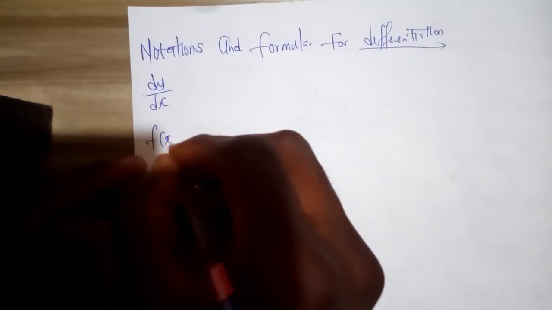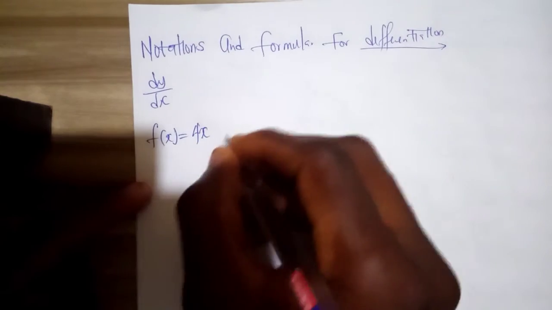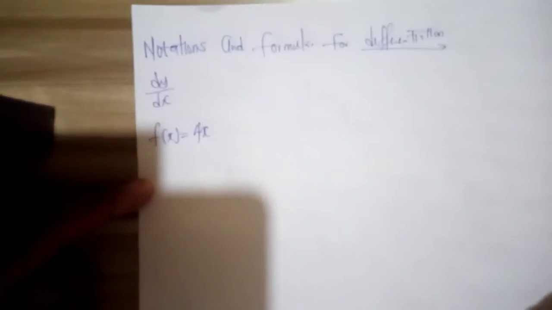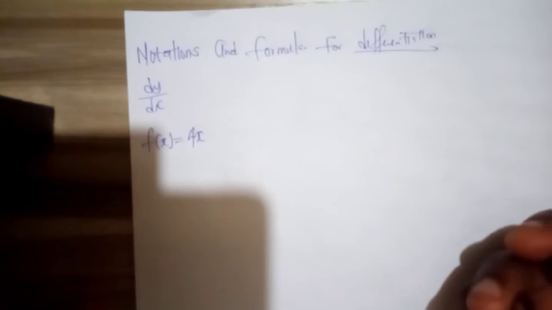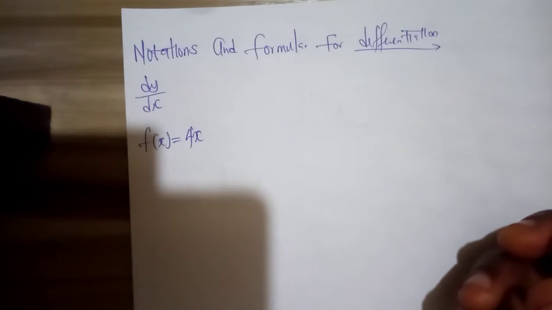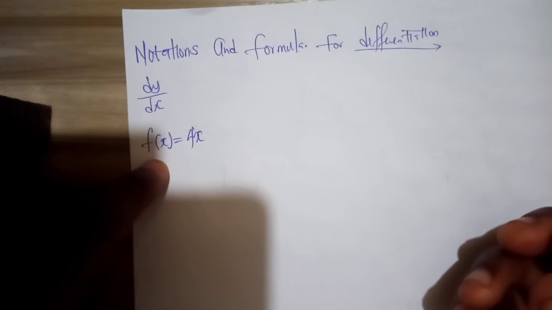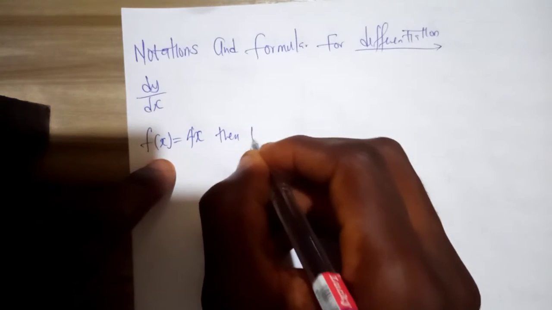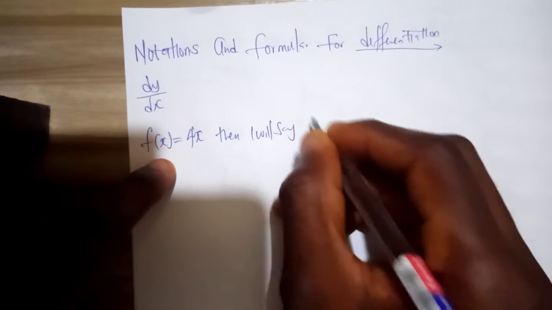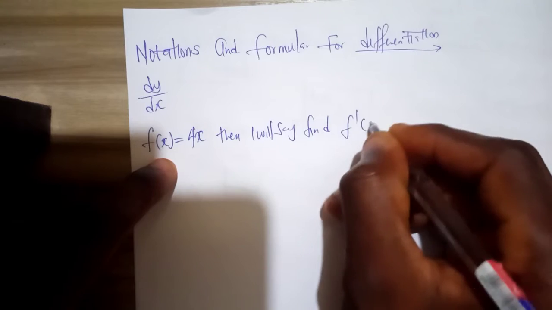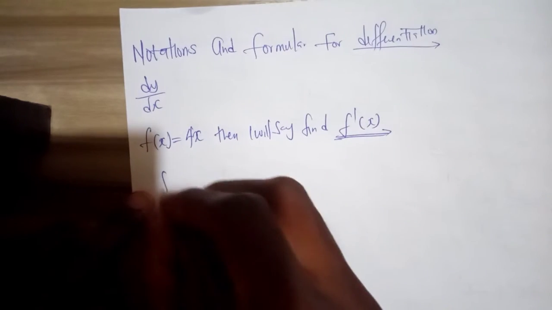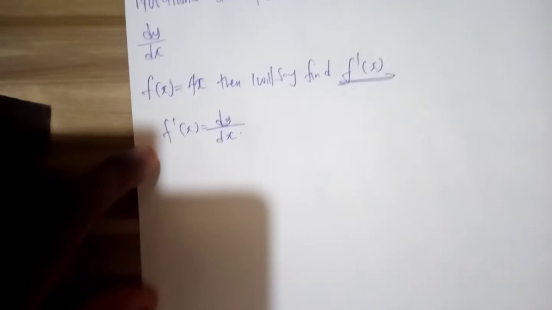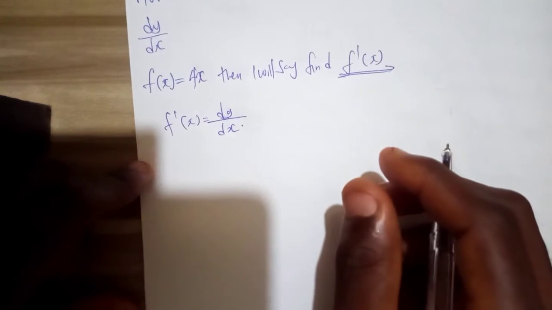Imagine if f of x is equal to 4x, and I want to ask you to find the value of dy/dx. This is very simple to do normally, but note that it is f of x here, it is not y. Then I will say find f prime of x. F prime of x is the same thing as saying dy/dx. This is another notation for dy/dx.